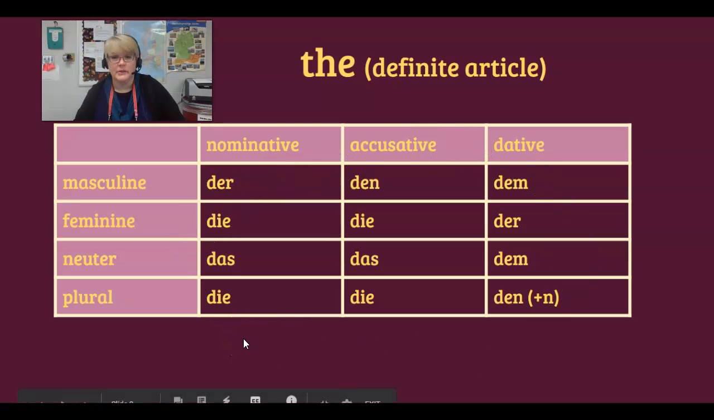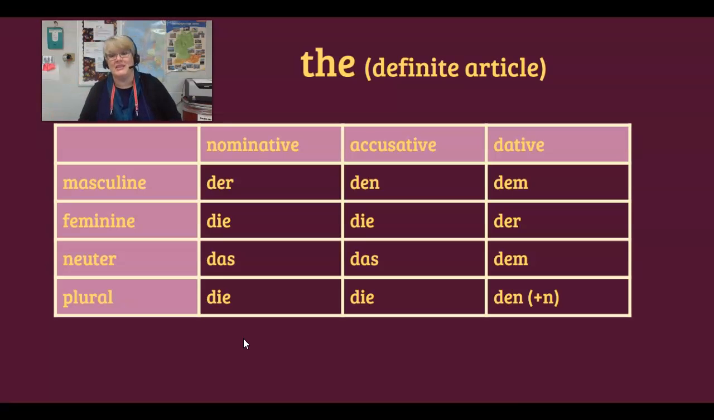And I would love to tell you that that's all of them, but there's one more case. We won't do it until level 3, so don't worry about it. These are all the cases for level 1 and 2: nominative, accusative, and dative. All right, so these are all the words for the.